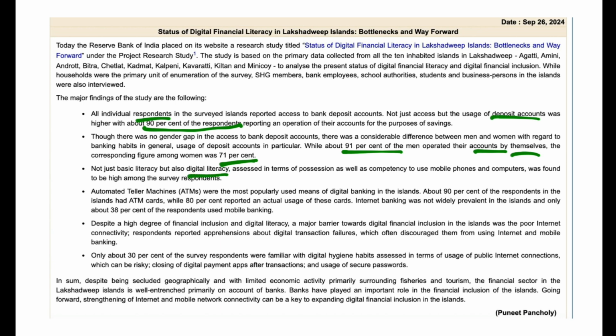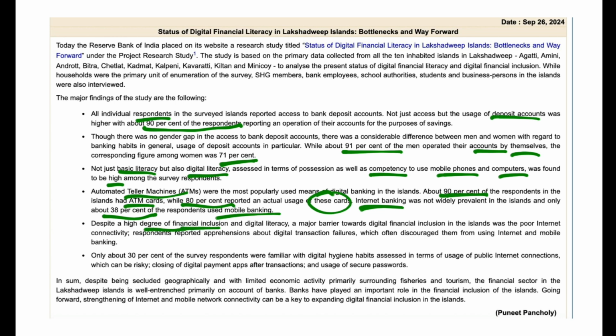Digital literacy was also satisfactory, right? So people are using mobile phones, computers, so it was found to be high. The basic digital literacy was found to be high. ATMs people are using, no problem. 90% people said that they have ATM card. 80% people actually are using the ATM cards, right? And internet banking and mobile banking is not very prevalent in Lakshadweep. People don't do that much internet banking and mobile banking. In fact, only 38% people, they do mobile banking.